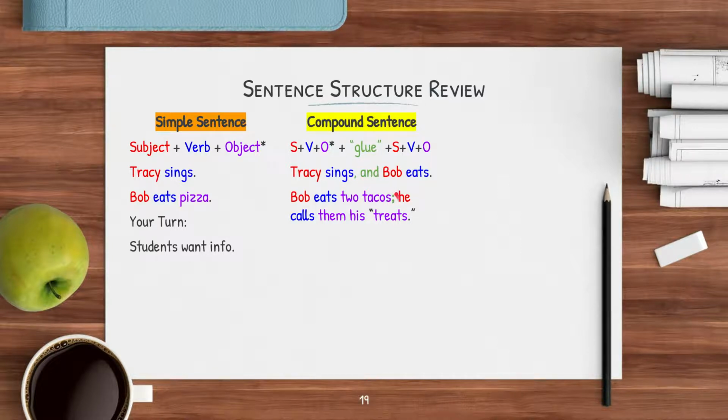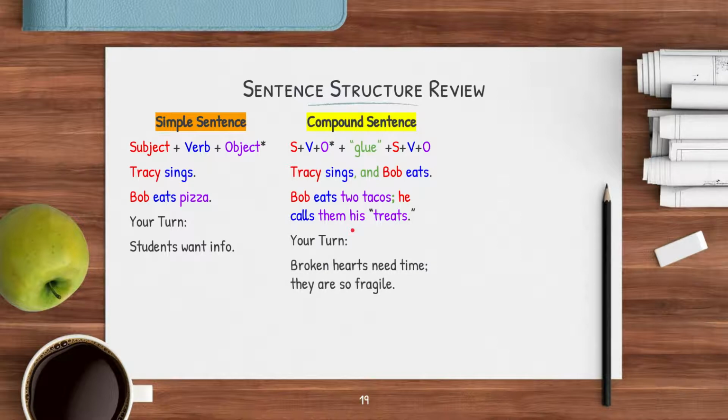I use the semicolon because we're still talking about the same subject, Bob. That's why the subject of this sentence is he, the pronoun he. And then we're still also talking about the tacos. He calls them his treats. So we're still talking about the same person and we're still talking about the same object. They're so closely related that I can use this semicolon to glue the sentences together.